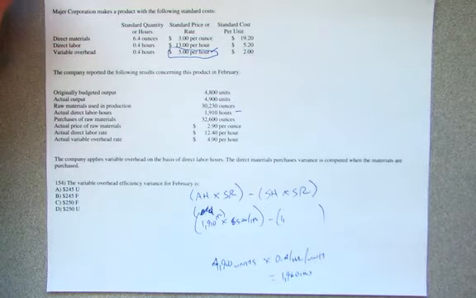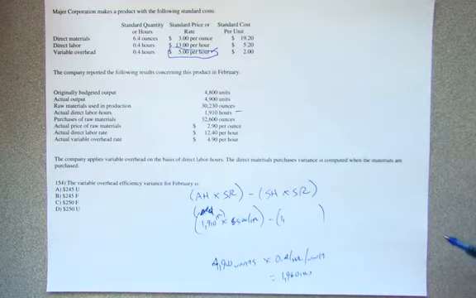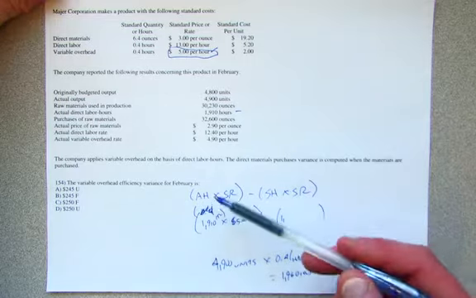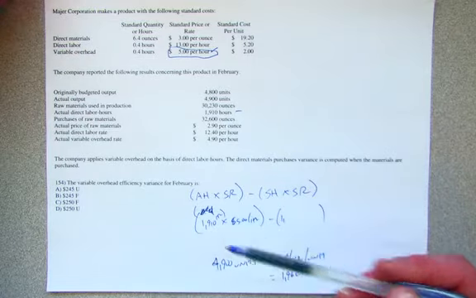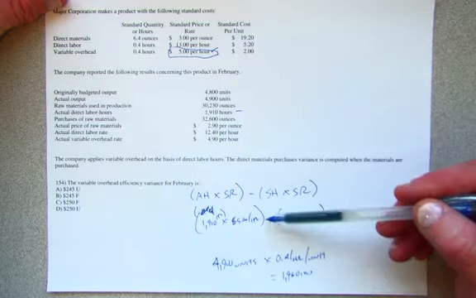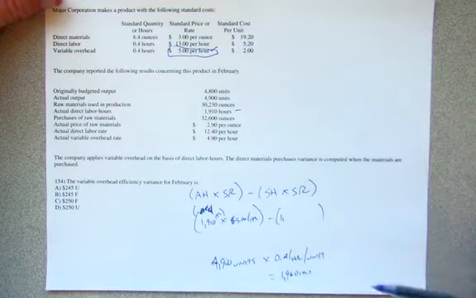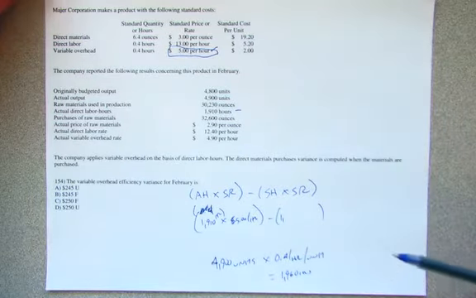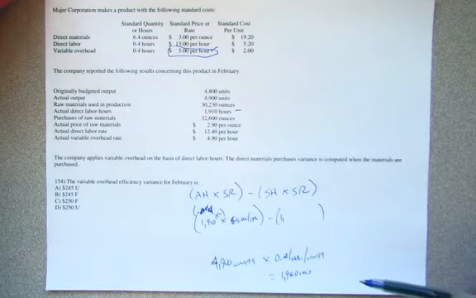This is the variable overhead efficiency variance. Really no different than the labor efficiency variance. We're simply using measures for variable overhead instead of the direct labor. So we know that the actual hours are 1,910 hours. We know that the standard rate for variable overhead is $5 per hour. And the standard number of hours, this is the calculation I was performing when the screen went black.